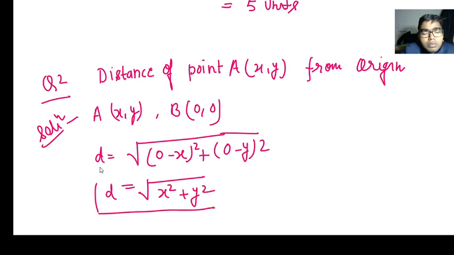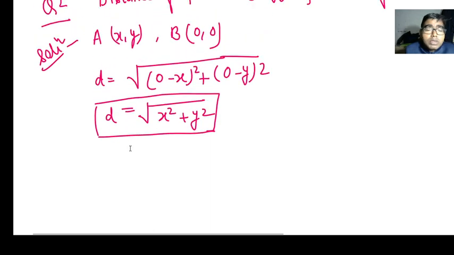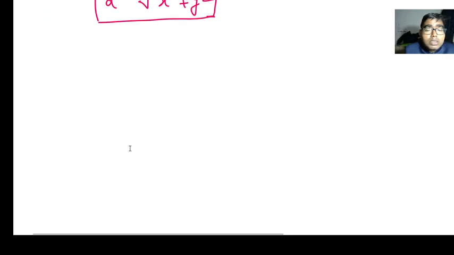Friends, keep in mind this also becomes a formula for you: whenever you have to calculate the direct distance from the origin, take the square root of x square plus y square, with the coordinates. Let us take up our next question.